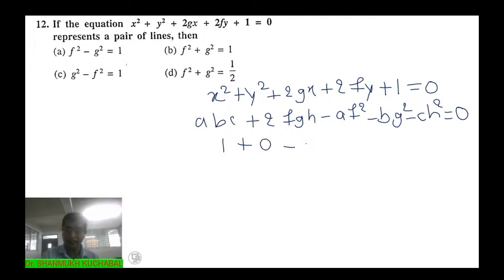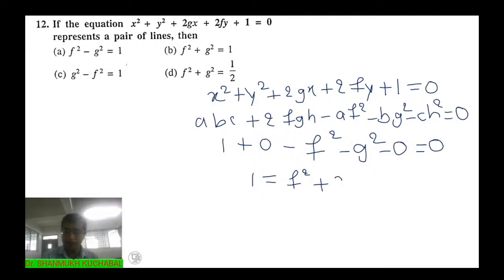0 minus f squared minus g squared minus 0 equal to 0. Further, minus f square and minus g square we transport to the RHS, we get 1 equal to f square plus g square as a solution.